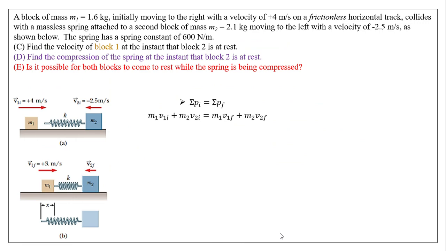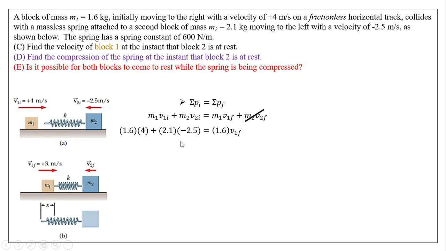Set up conservation of momentum again. But you notice here on the right side, I want to cross out the second term. I'm crossing it out because it's telling us block 2 is at rest. So at some point when they collide, M2 is going to come to a stop while M1 is still moving. All right, so here, because I crossed that out, everything is pretty much given to me.